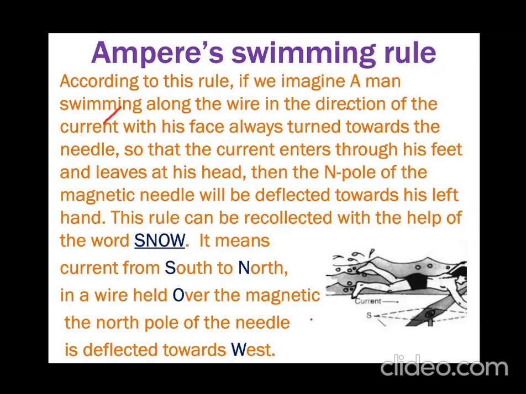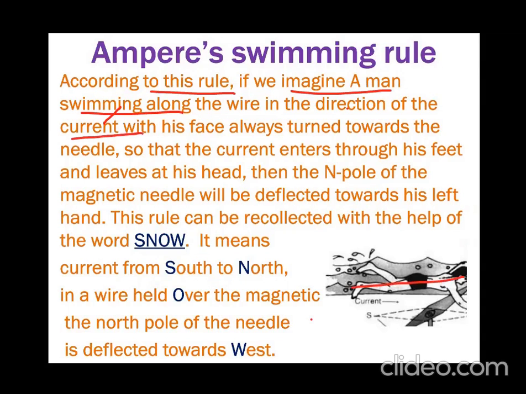So here is a rule which helps us predict the deflection of the magnetic needle in Oersted's experiment. This is also known as Ampere's swimming rule, or there is one more name for it, that is SNOW. With the help of this rule, we can find out the direction in which the needle will deflect, right? So let's read out the rule. The rule says that if we imagine a man, so here you can see a man, swimming in the direction of the current.